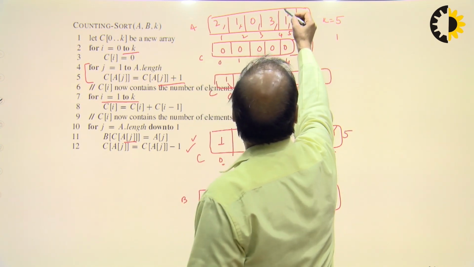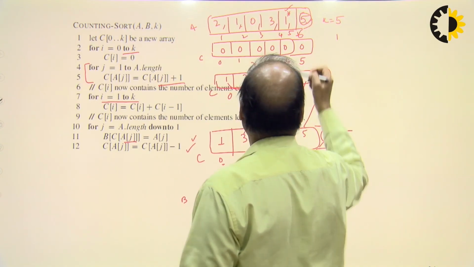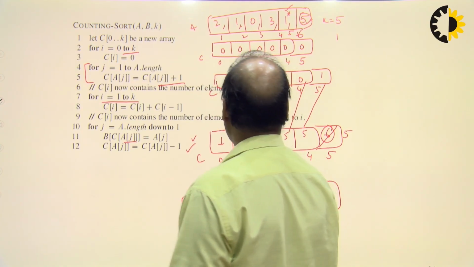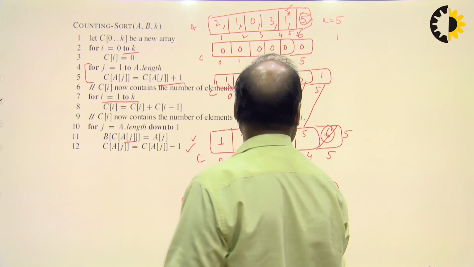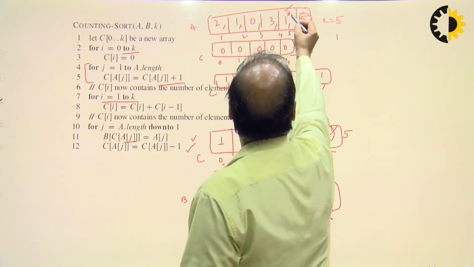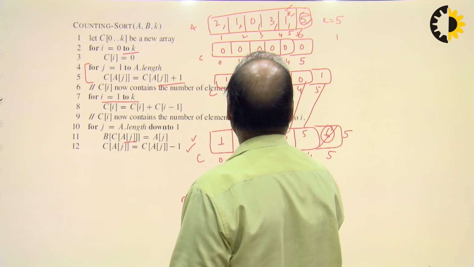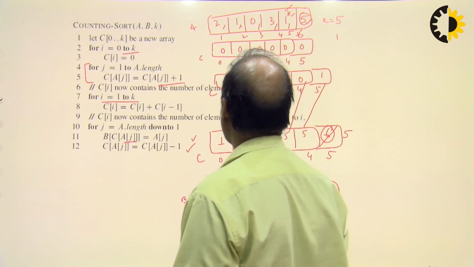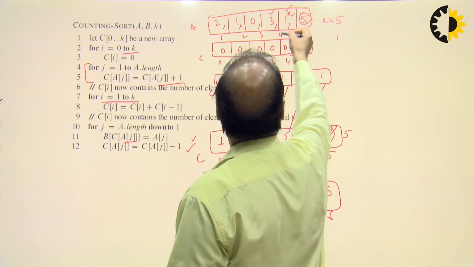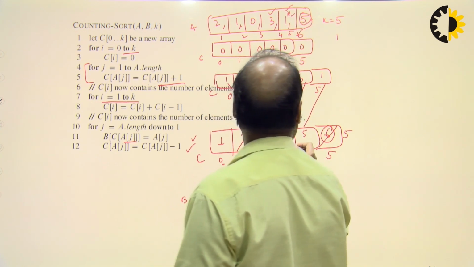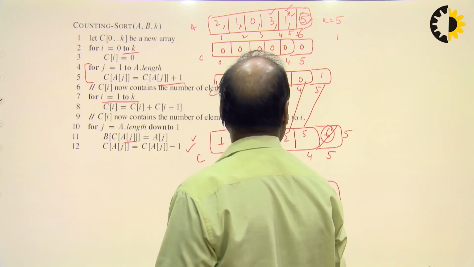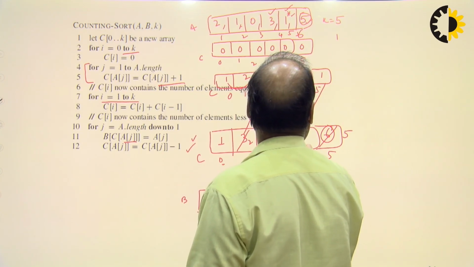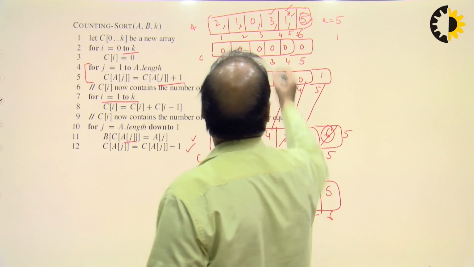Again go to this one star, A5. A5 is 1, and now consult C1. C1 is 3. So this 1 star is going to be placed here in B3, and C1 is decreased to 2. Simple. So this is 1 star. Again go backward. A4 is 3. Consult C3. C3 is 5. So B5 is going to be this value, and C3 is decreased by 1. Clear.